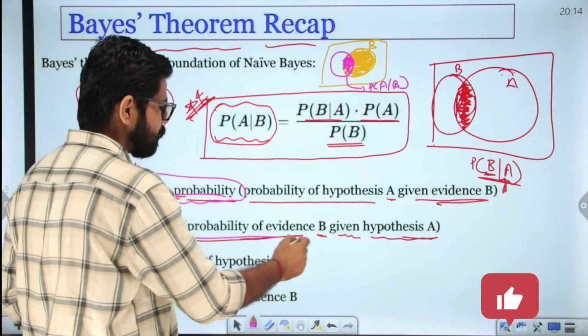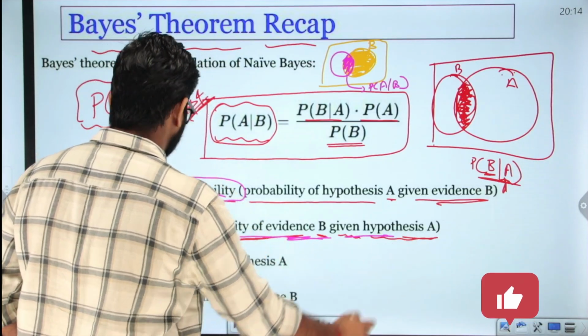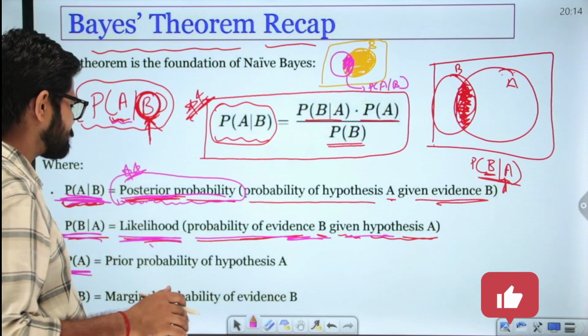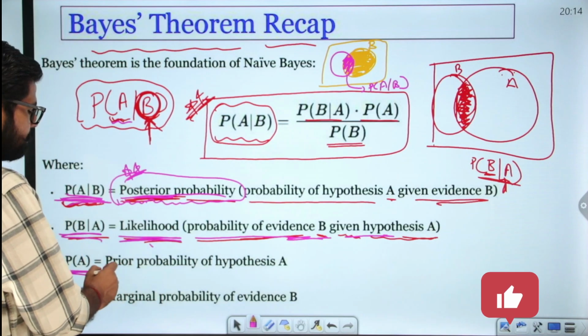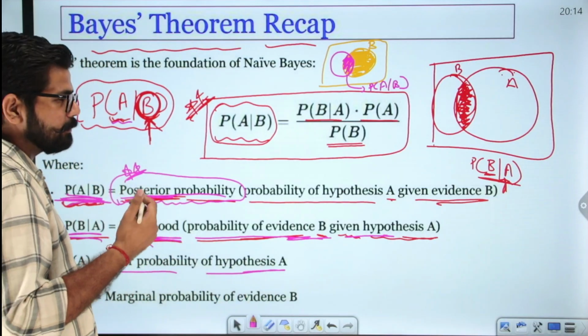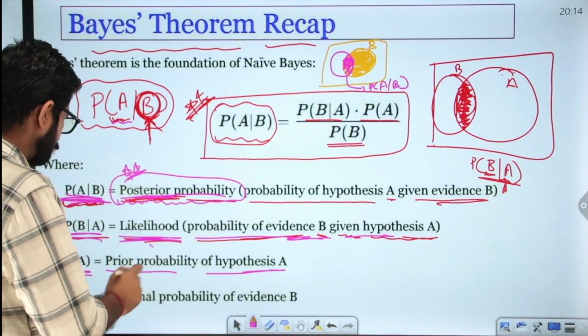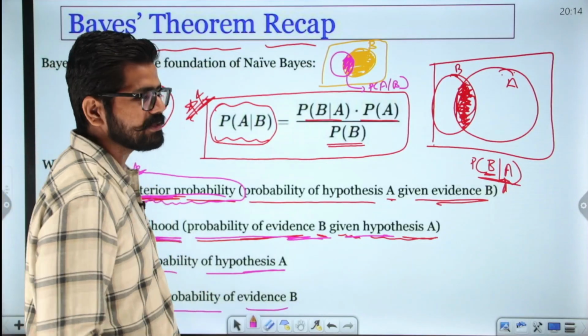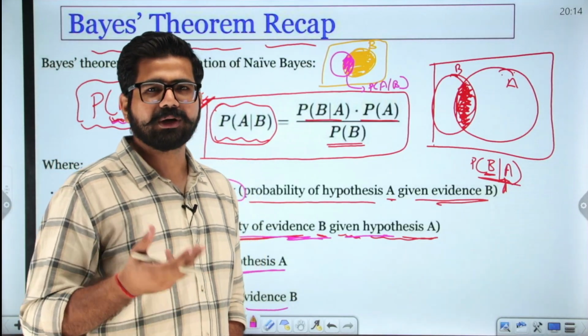So this is nothing but probability of evidence of B given the hypothesis of A. I hope you all can easily understand what is P of A, nothing but the prior probability of hypothesis of A, that is, what is the probability of A. This basically tells you what the probability of A will be, and probability of B, that is the marginal probability of the evidence of B, that is, what is the probability of occurrence of B.